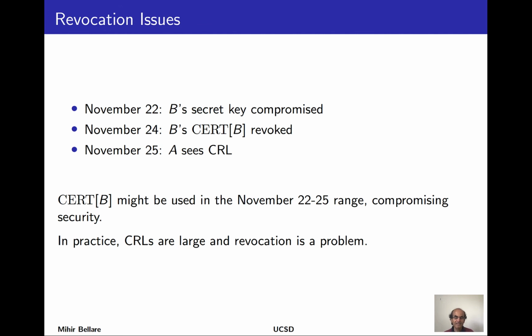So this involves some issues. One of them is a time lag. So for example, there may be a few days in between the date that B's key is compromised and the date that B discovers that and revokes the certificate, and yet further before A actually sees the certificate revocation list. And this creates an interval in which an adversary that acquired B's key might be able to cause some damage. On the more practical side, these certificate revocation lists can get large and difficult to handle and disseminate. And so in practice, revocation is actually quite a difficult issue.